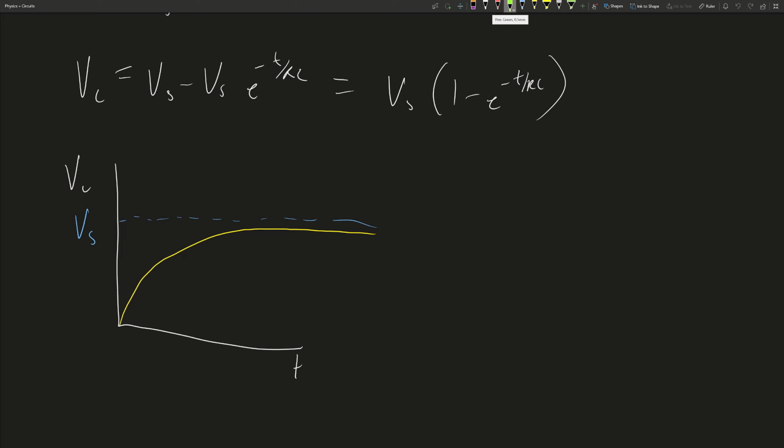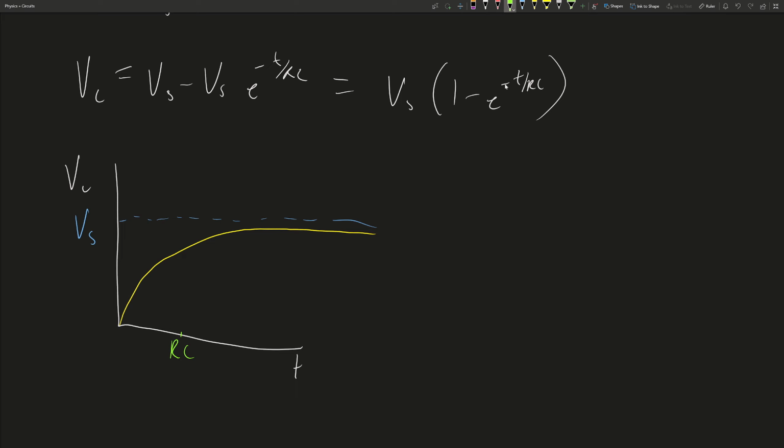Alright, so now let's examine this graph a little bit. When t equals RC, so this is RC here, this RC value we call the RC time constant. And the RC time constant is just the resistance multiplied by the capacitance of the circuit. And for DC circuits, it gives you an idea of how fast or slow a capacitor charges and discharges.